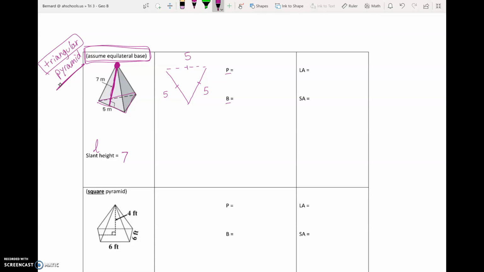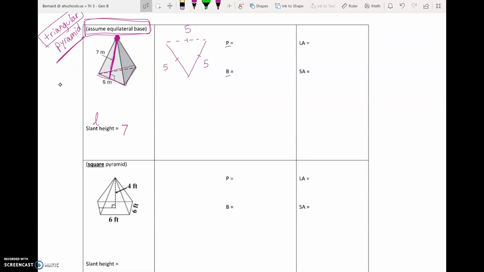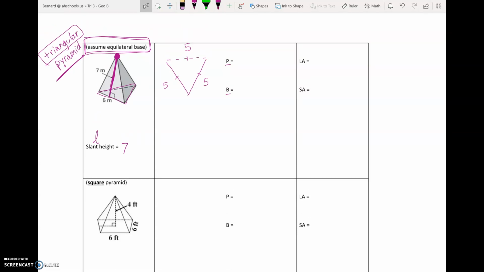A lot of times we are given a straight up and down height. Like if you look at the problem below, we are told a straight up and down height in the next one, not the slant height. So we'd have to figure out the slant height. But again, in this problem, they gave us the slant height. It's just 7.